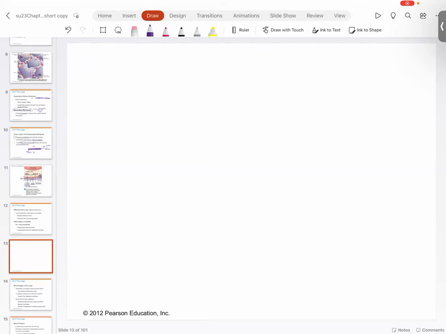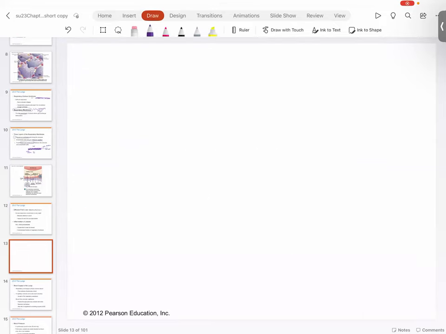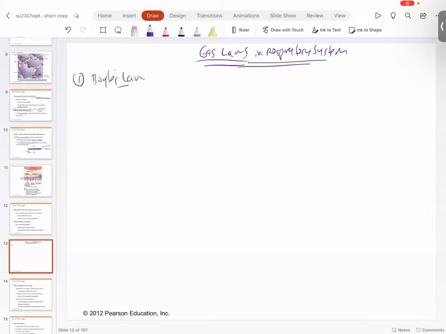So here's what I want to do. Because we're talking about Fick's law, there's actually a series of laws that governs the physiology of the respiratory system. And what I want to do is put them all in one place. And it's usually good to go into Fick's law right after those. So I like to do them all at once. And they're gas laws. So the first law is Boyle's law.